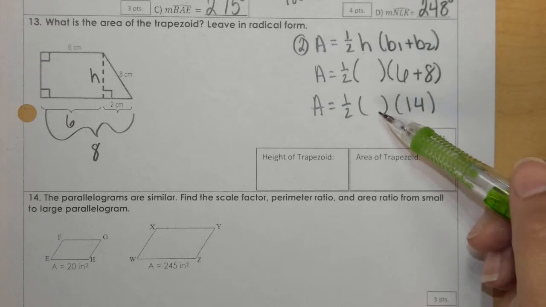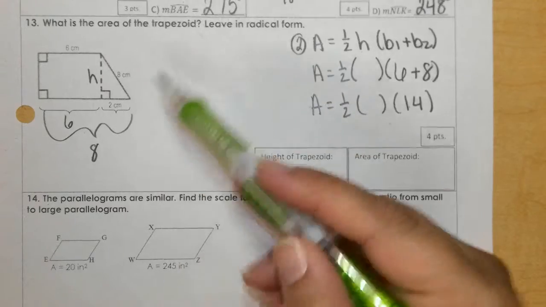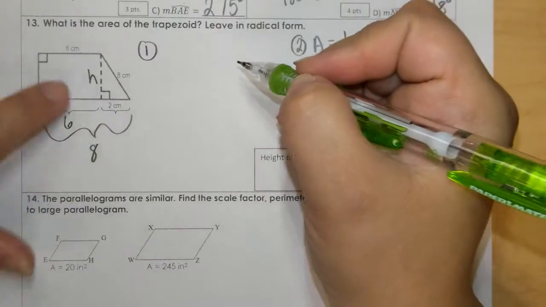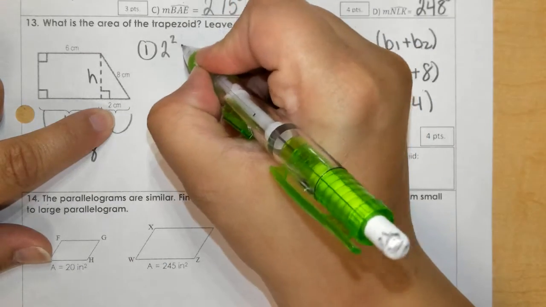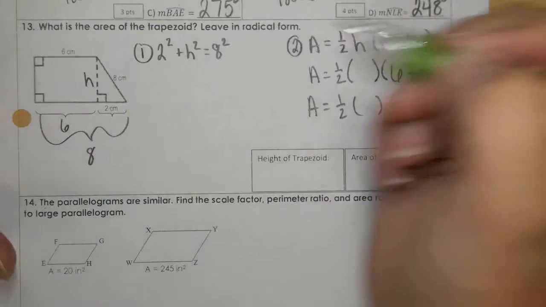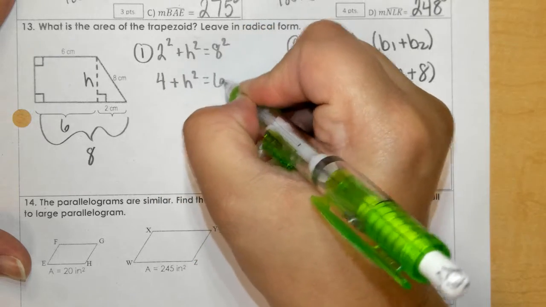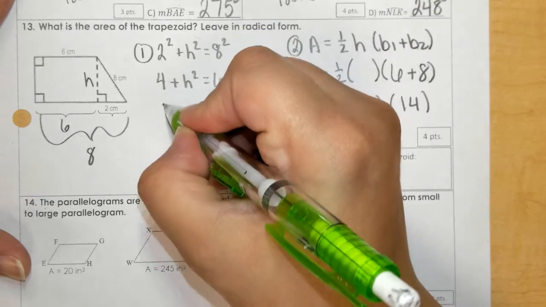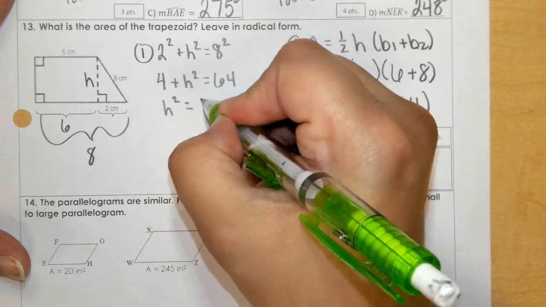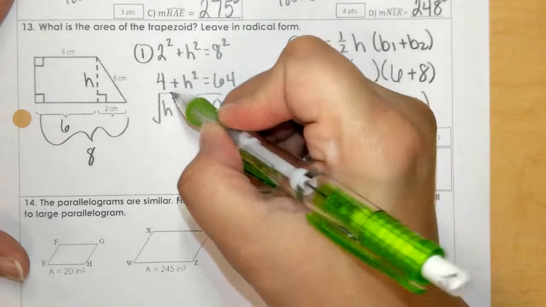Okay, so now to find the height, I need to use Pythagorean theorem on this part of the trapezoid. So I would have 2 squared plus h squared equals 8 squared. 4 plus h squared equals 64. If I subtract 4, I get h squared equals 60. Now I'm going to square root both sides.